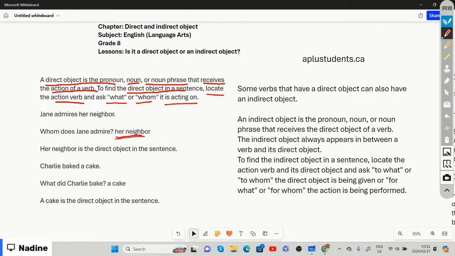Charlie baked a cake. So now we need to ask ourselves, what did Charlie bake? And we can say that Charlie baked a cake. So a cake is what Charlie baked. And a cake is a direct object within the sentence because it tells us what or whom the verb is acting on. It receives the action of the verb.